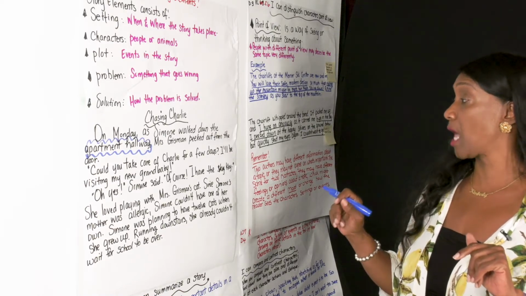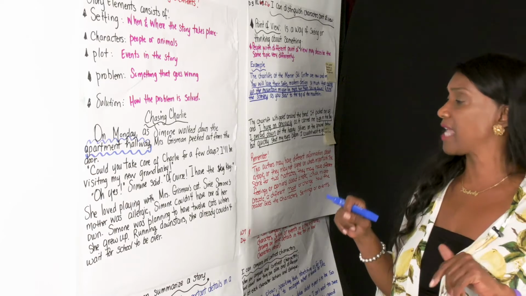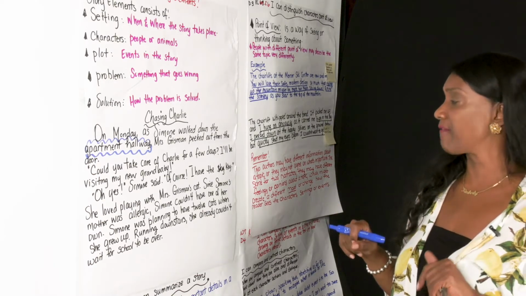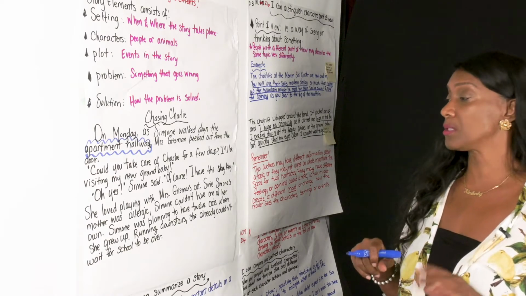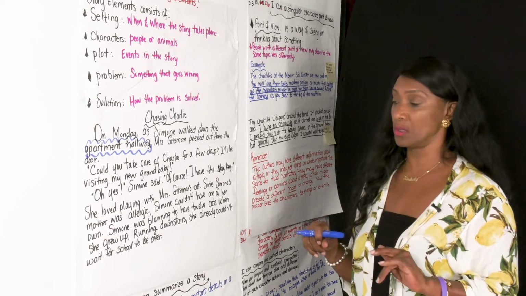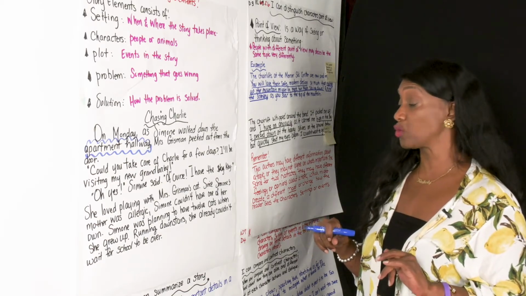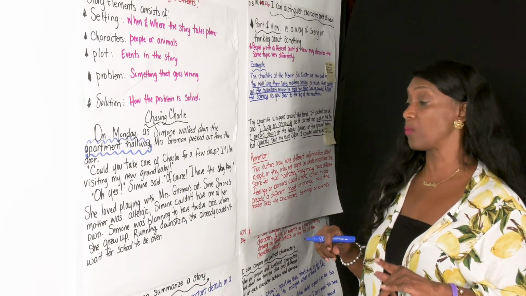Could you take care of Charlie for a few days? I'll be visiting my new grandbaby. Oh yes, Simone said, of course. I have the key. She loved playing with Mrs. Grisman's cat. Since Simone's mother was allergic, Simone couldn't have one of her own. Simone was planning to have 12 cats when she grew up. Running downstairs, she already couldn't wait.